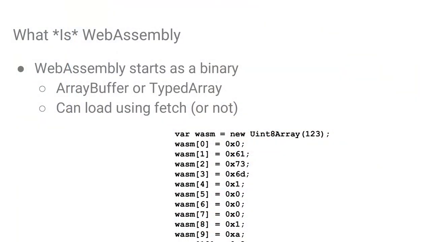So to start off, what is WebAssembly actually in the browser? Well, it starts off as a binary, and in JavaScript, this will end up being an array buffer or a typed array. And you can load it using a keyword fetch in JavaScript, and then you get an array buffer like this, or an interarray like this, or you can just do what I did and put in every byte by hand.